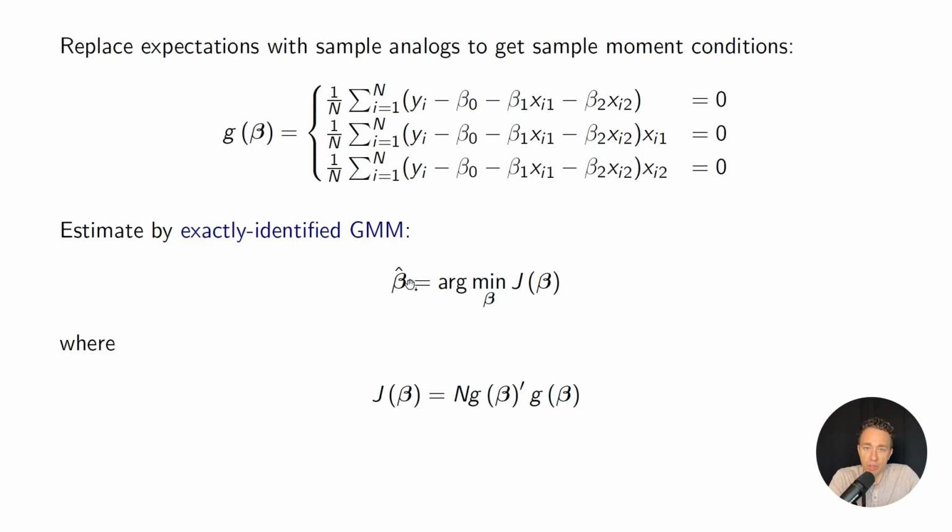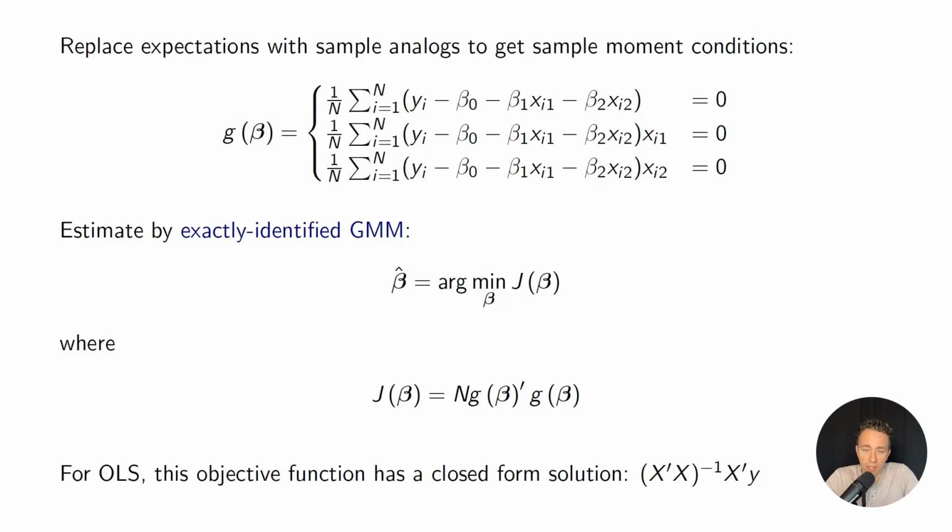And we can show that the estimates of the betas are given by the minimization of this J function, where J is basically the squared difference of these g functions multiplied by n for convenience. And if we work through the math, we can show that for OLS, this exactly identified GMM will give us the same exact solution as the least squares estimator. So hopefully that is a helpful review to get some fundamentals.